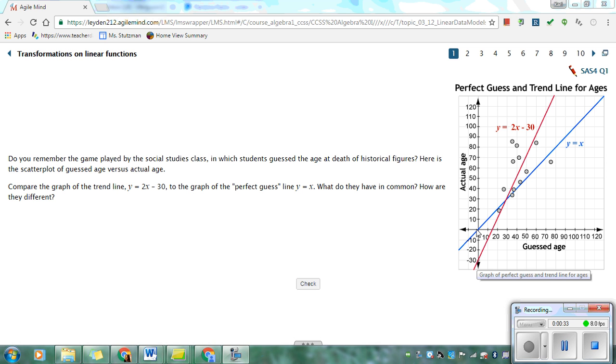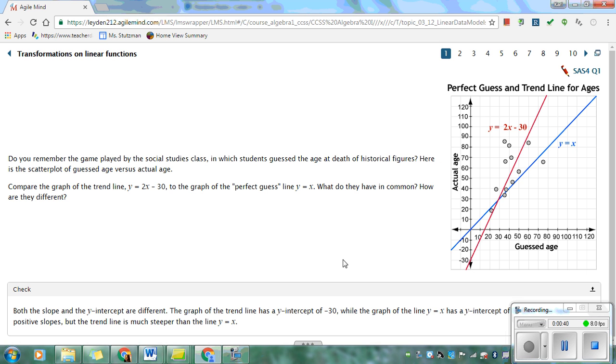Both lines are increasing, so they both have positive slopes. The trend line y equals 2x minus 30 is a lot steeper than the line y equals x because the slope is bigger. So the red line is steeper because the slope is bigger.